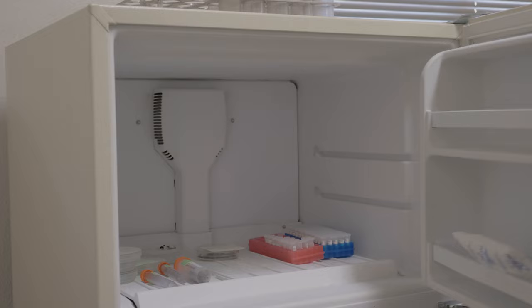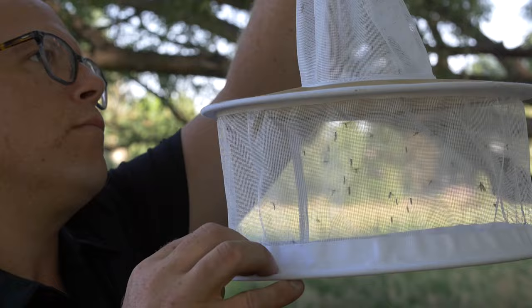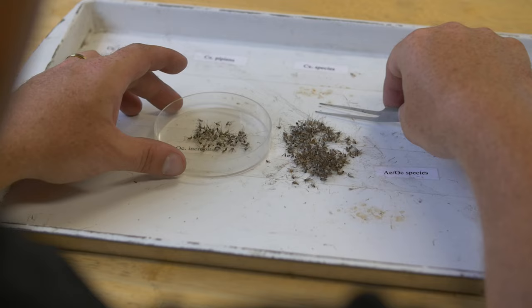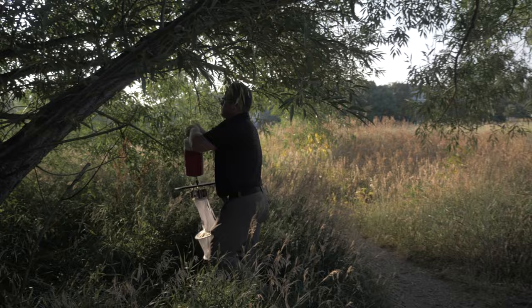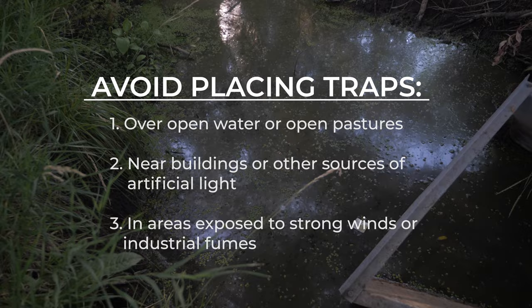Let's review. Mosquito control professionals use CDC light traps to conduct surveillance, which helps them make decisions on when and how to take action. CDC light traps use two different attractants to lure mosquitoes, light and carbon dioxide. Traps should be hung above the ground in places with good vegetation coverage and preferably near standing water. Traps should not be placed in open spaces, near artificial light, or in areas with strong industrial smells, which may interfere with the traps.